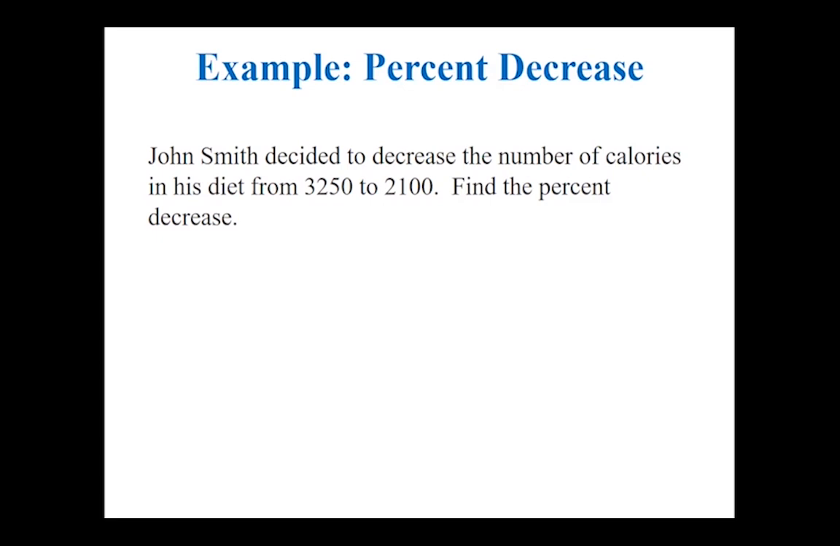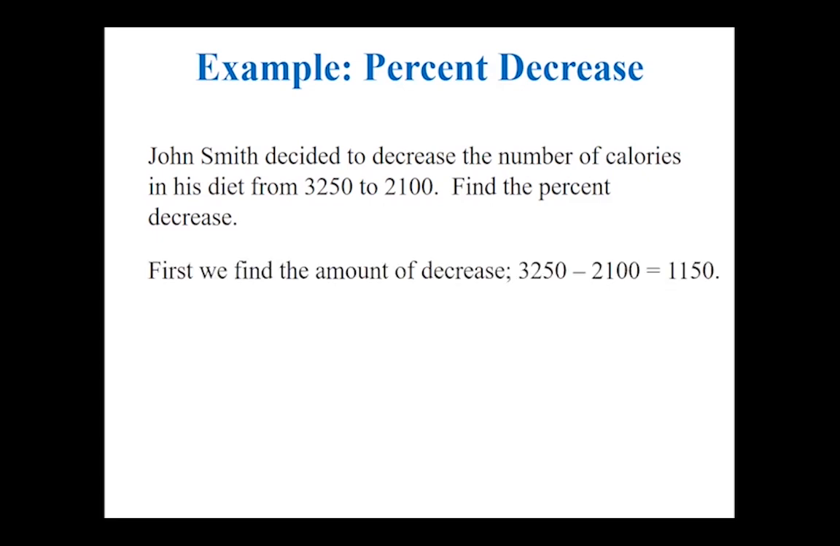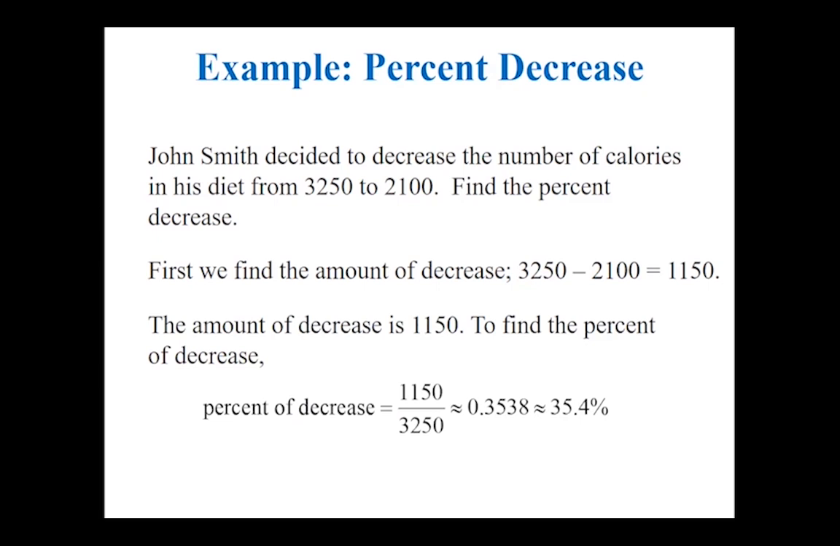Find the percent decrease. So first, we need the amount of the decrease. Big minus small to find the amount. 3,250 minus 2,100 is 1,150. What do we divide by? We divide by the original amount. And originally, he was eating 3,250 calories. So 1,150 divided by 3,250 is 0.3538, and so on. Write that as a percent, 35.4%.